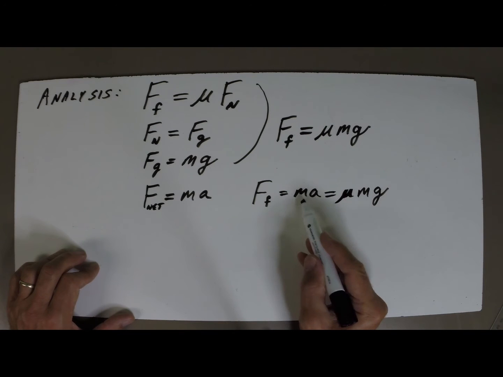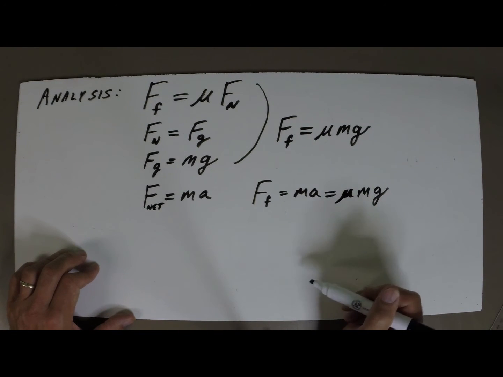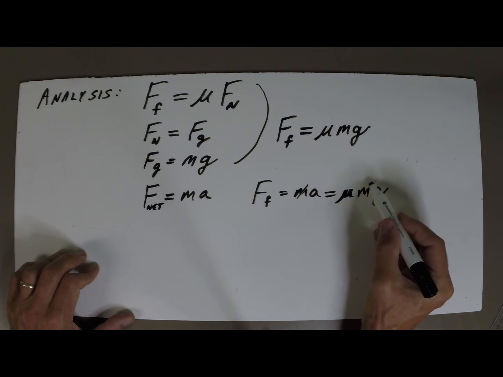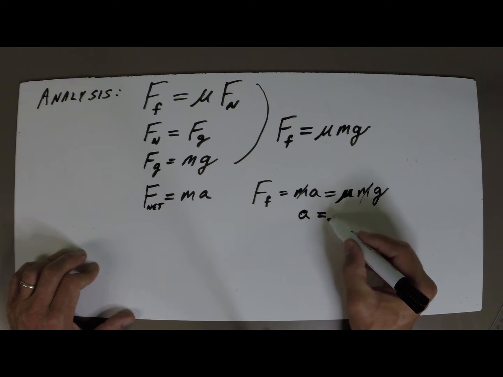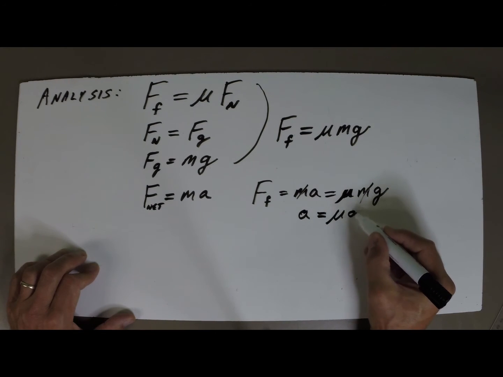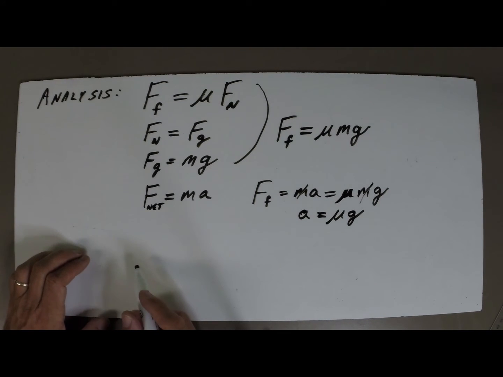The mass appears on both sides of the equation, so we can divide both sides by the m and cancel out the m, leaving us the acceleration is equal to mu times g. So it turns out we don't actually need the mass of the eraser in this problem.